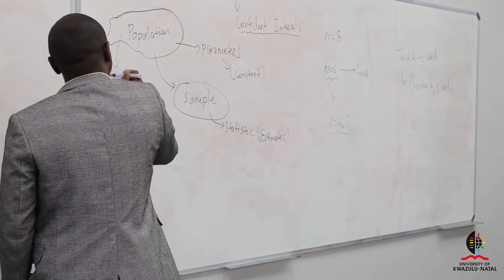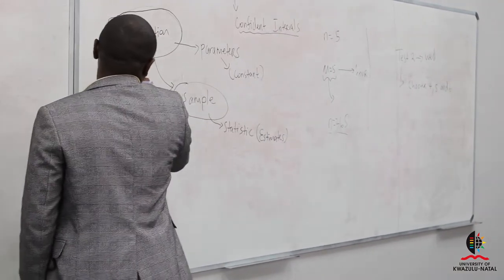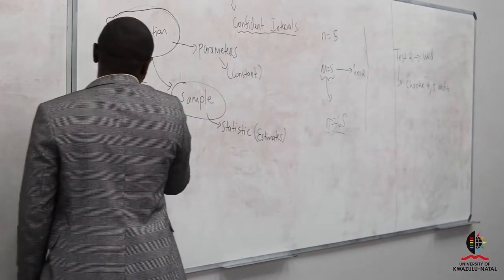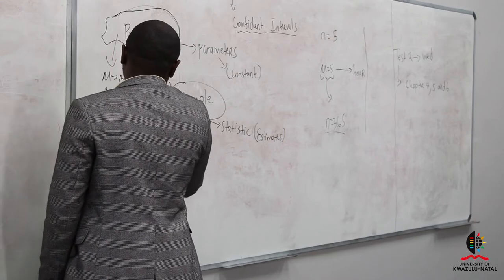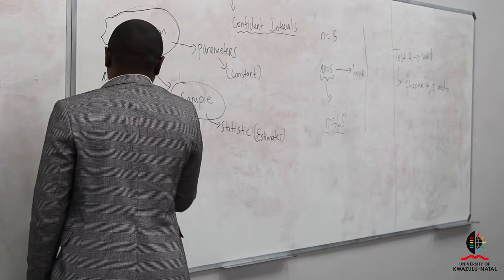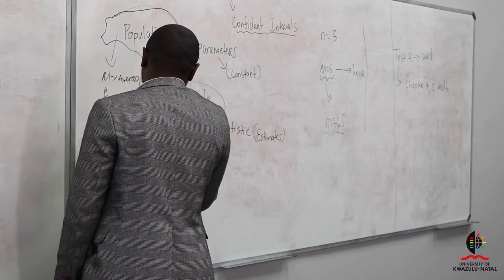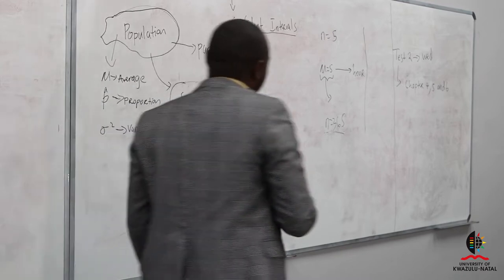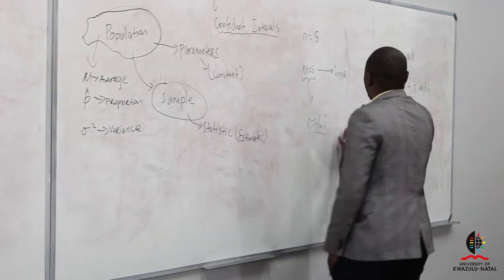It's either you estimate your mu, which is average, or your proportion, or your variance. Right. So let me draw something here.